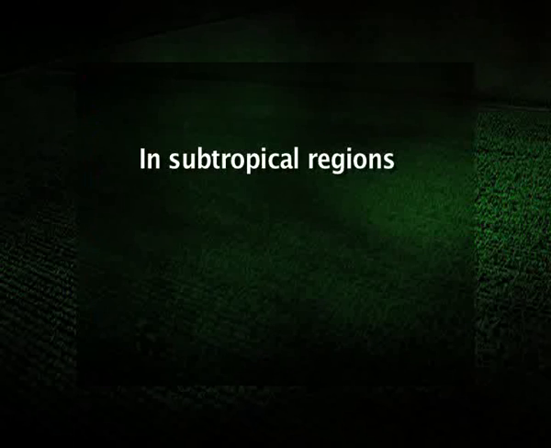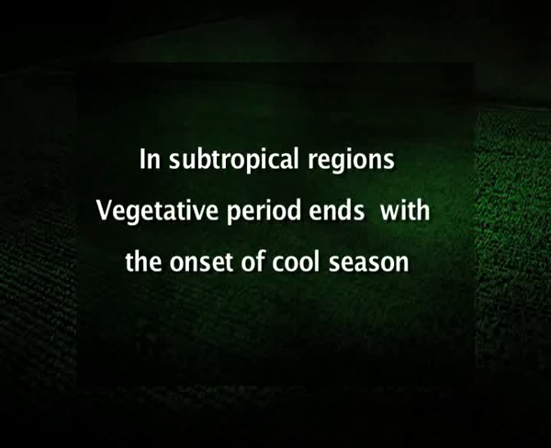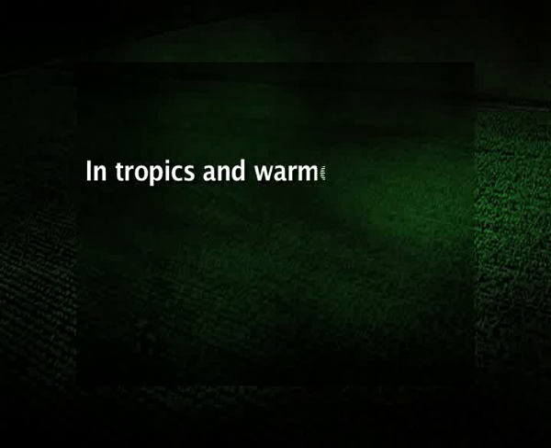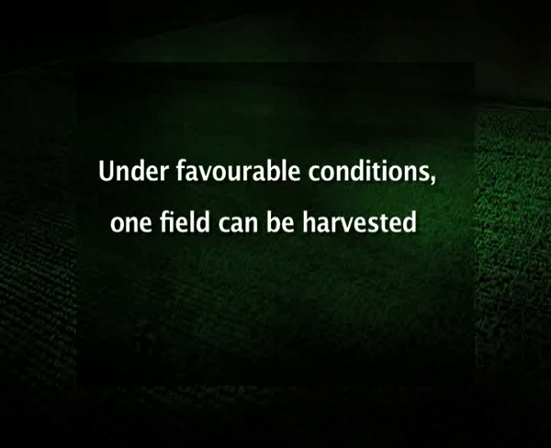In cooler subtropical regions, the vegetative period ends with the onset of cool season. There, the cane is freshly planted every year. In the tropics and warmer parts of the subtropics, growth begins again after harvesting. Under favorable conditions, one field can be harvested up to 8 times.